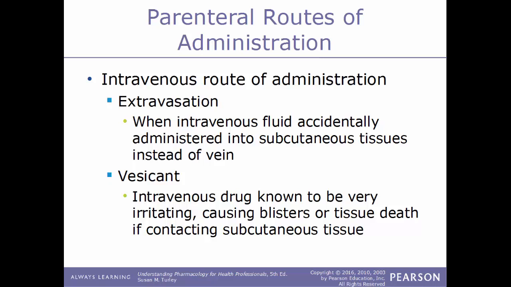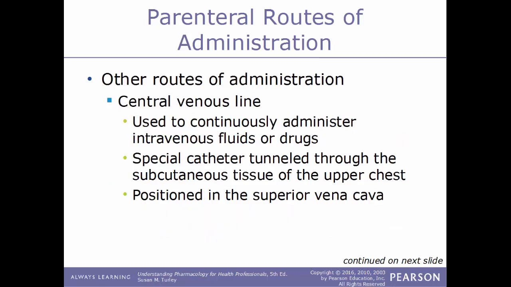Along with the IV route of administration, there are some issues that can come up. First one, extravasation. This is where the IV fluid is accidentally administered into the subcutaneous tissues instead of into a vein. And our next term, vesicant. This is a term that describes a blistering agent. IV drugs are known to be quite irritating. It can cause blisters or tissue death if it contacts subcutaneous tissue. Some other routes of administration, a central venous line.